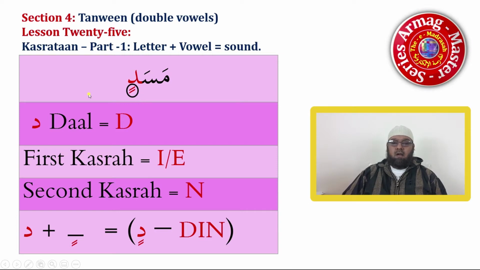As we recall, Dal is equal to D, and the first Kasra is equal to I or E, and the second Kasra is equal to N. So if we take Dal plus Kasratan, that gives us Din. So Kasratan is I-N. If we put a letter on it, it would be the letter plus Kasratan equal to the sound. Okay? So let's look at our lesson today.